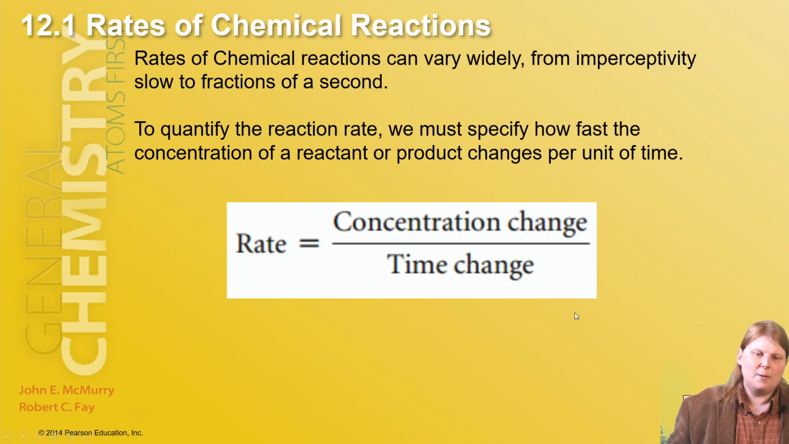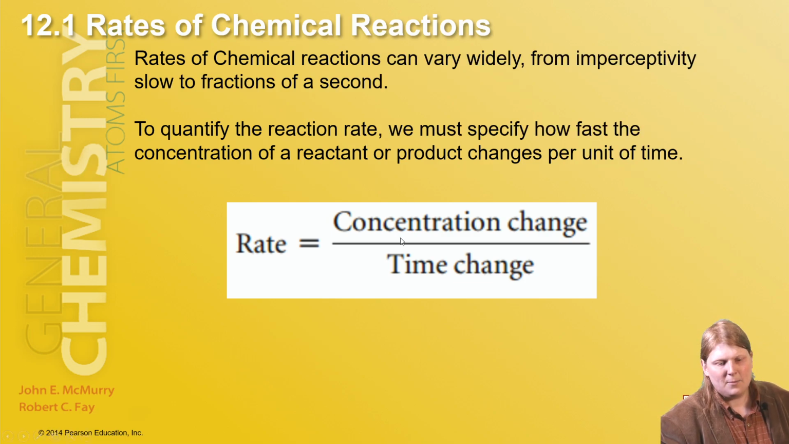So let's talk a little bit about rates of chemical reactions, right? Some chemical reactions are very fast and near instantaneous. We don't even really perceive them as they happen. And some are very, very slow. Like, some reactions can take geologic time scales to happen. So we're looking for ways to quantify that. How can we understand the rate of a reaction?